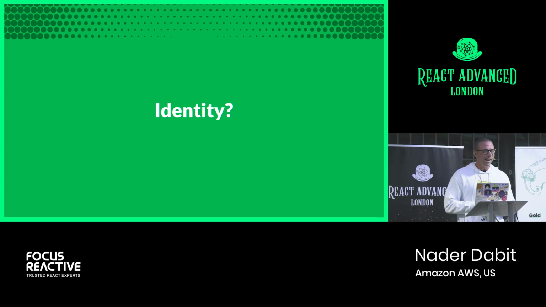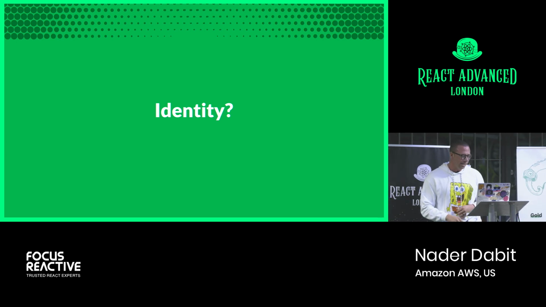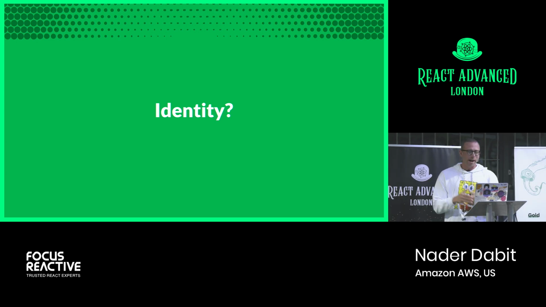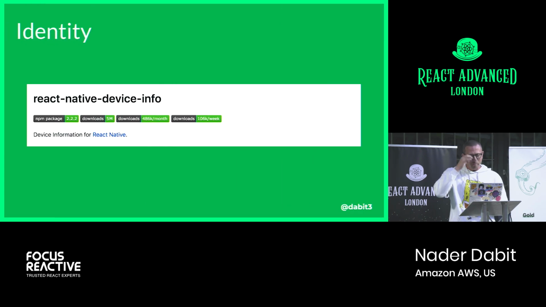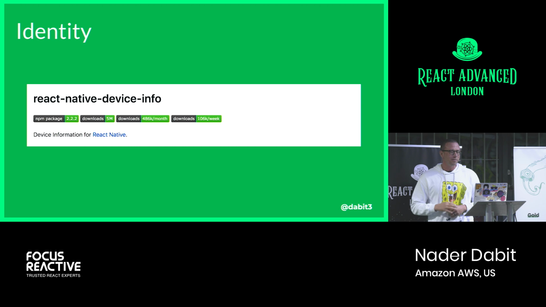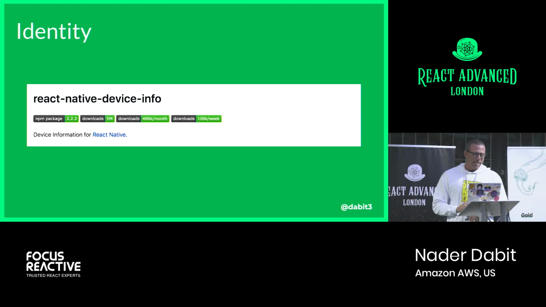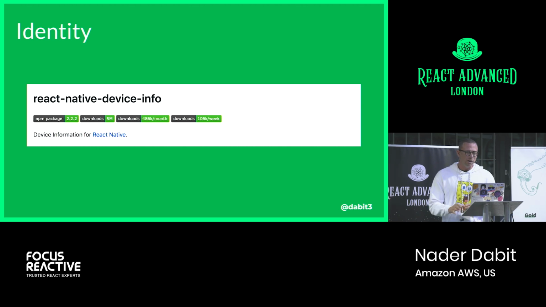So we needed a way to have some type of identity, some type of secure identity, and then we needed a way to manage those bad actors. We could have gone back and added authentication, but we decided to try something else. What we did was work with React Native Device Info, and this basically gives a UUID for every device.